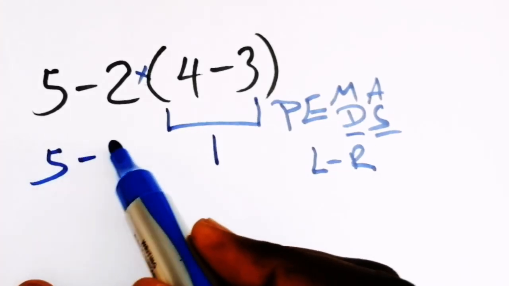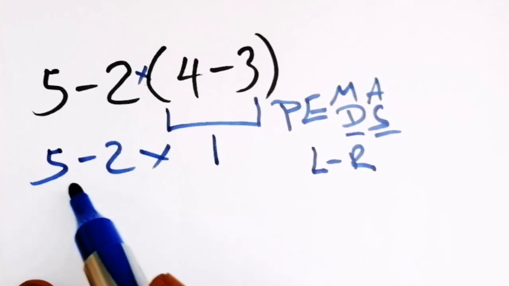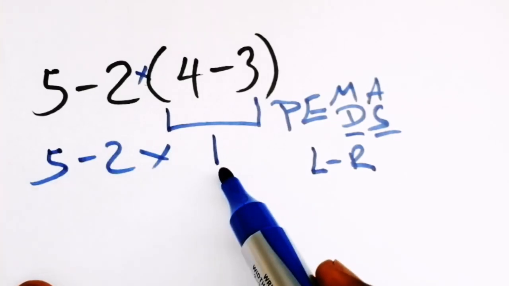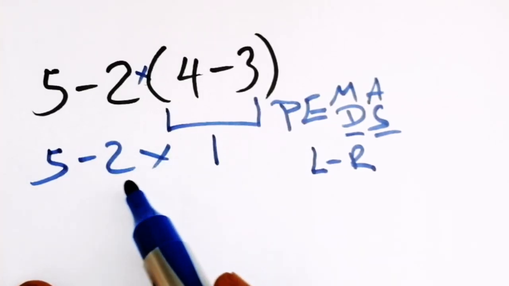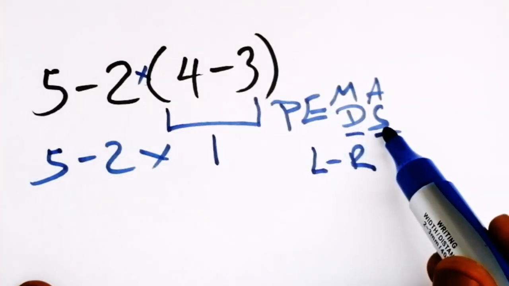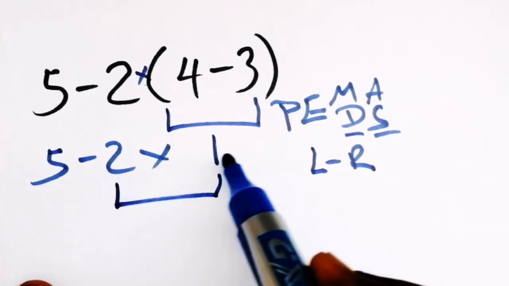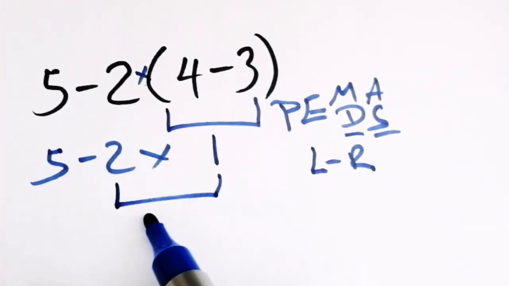Then 5 minus 2 times 1. So here there is one subtraction and one multiplication. Therefore multiplication has higher priority than this subtraction, because multiplication comes before subtraction according to PEMDAS. Therefore we have to multiply 2 times 1 which equals 2.